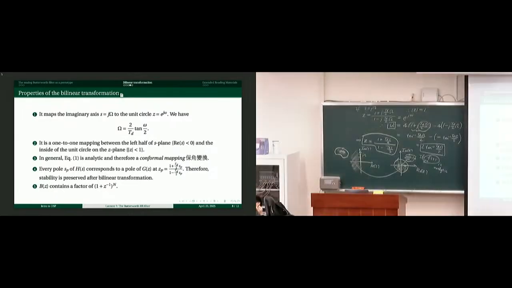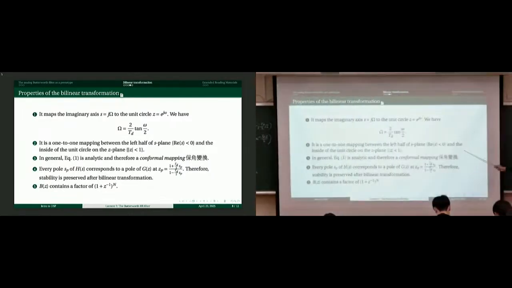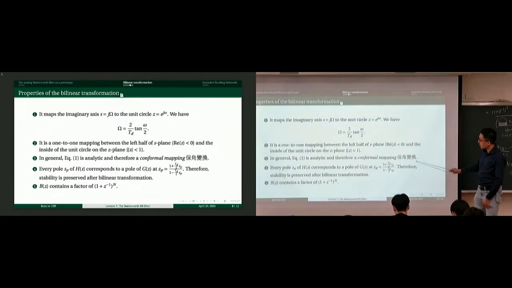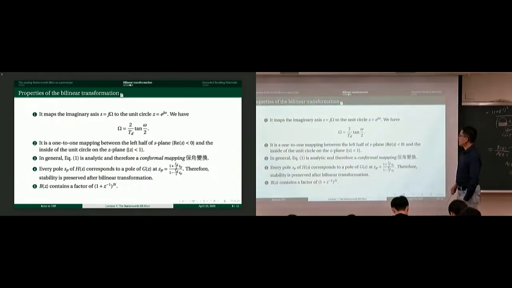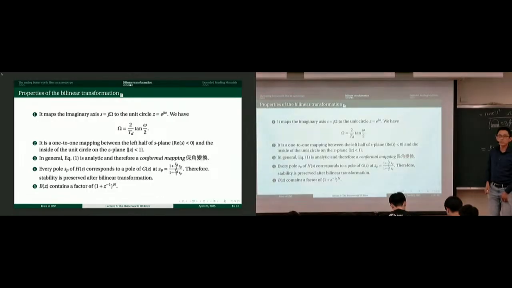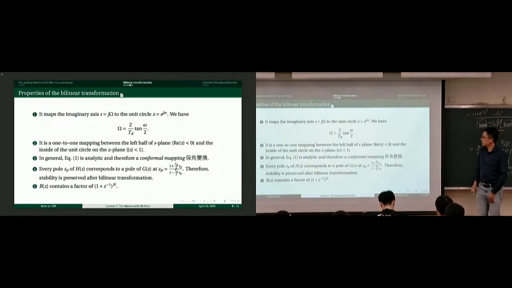And this has a nice implication, which is point number 4. But let me explain. There's a third property. The next property is that, in general, this equation 1 is analytic. An analytic mapping, an analytic function defined on the z-plane, has the property of being conformal. This mapping will be a conformal mapping.